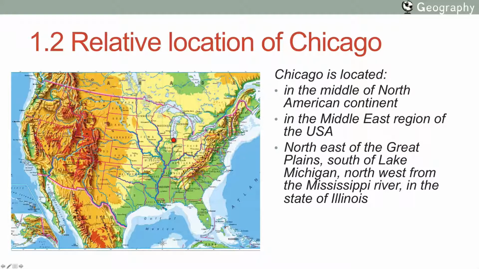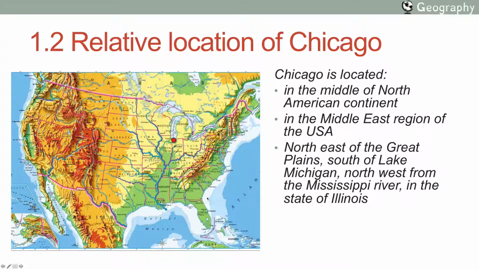Other important rivers are, of course, the Colorado River, which takes its source in the Rocky Mountains, crossing the Colorado Plateau and giving the famous Grand Canyon, and flowing to the Gulf of California. And another very important river is the Rio Grande, that marks the border between Mexico and the United States.